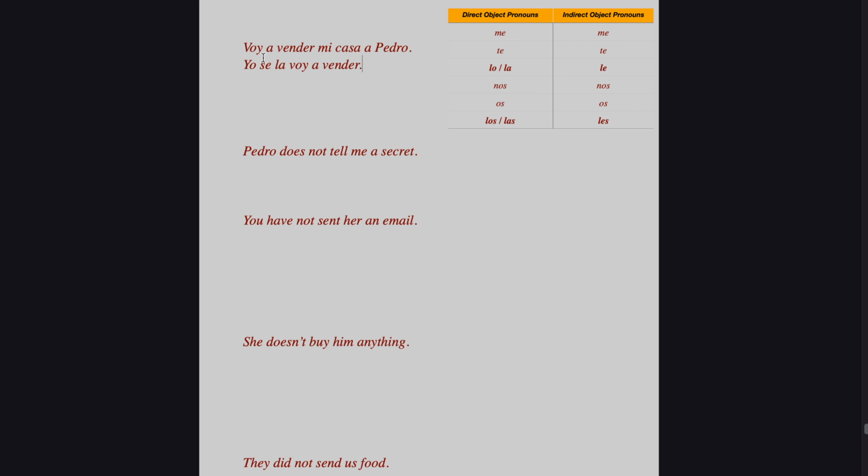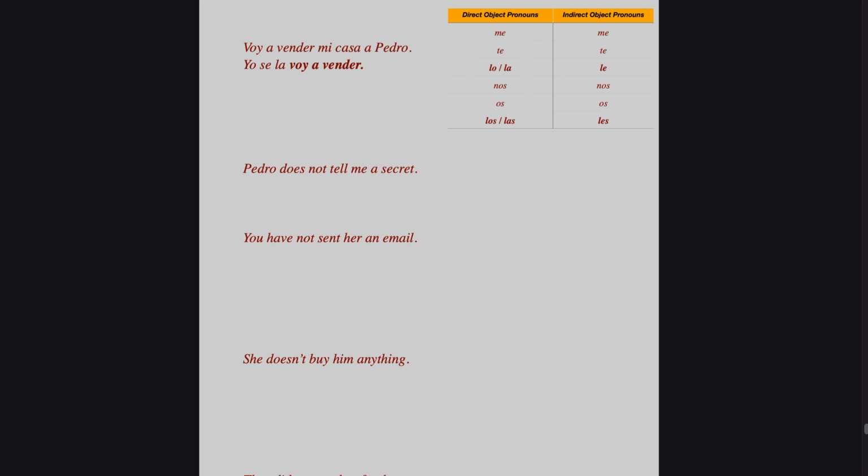Right? As the verb is ending in an infinitive, "voy a vender," I will put these object pronouns before it. I can also put these object pronouns at the end of the verb, which is the infinitive. So I'll just take them out from here and I'll put them at the end without any space in between them. And even in this, the sequence remains the same. That means the indirect object will come first and then comes the direct object pronoun.